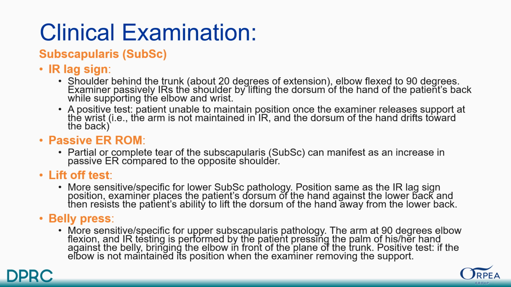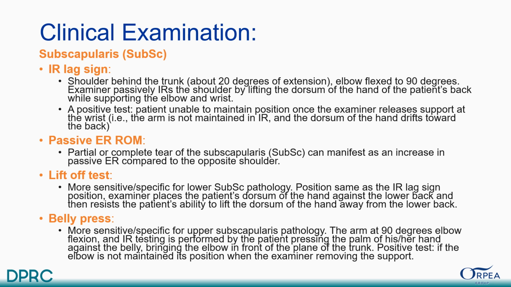Then passive external rotation range of movement. Partial or complete tear of subscapularis can manifest as an increase in passive external rotation compared to the opposite shoulder. Then there is the lift off test and the belly press test. The lift off test is for the lower subscapularis and the belly press test for the upper subscapularis. The lift off test is more sensitive and specific for lower subscapularis pathology.